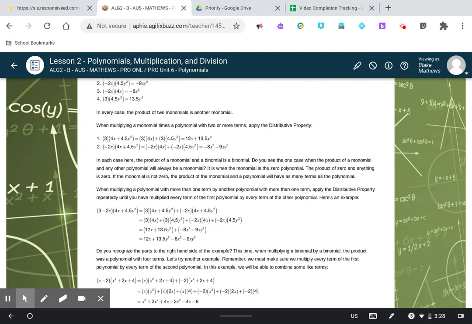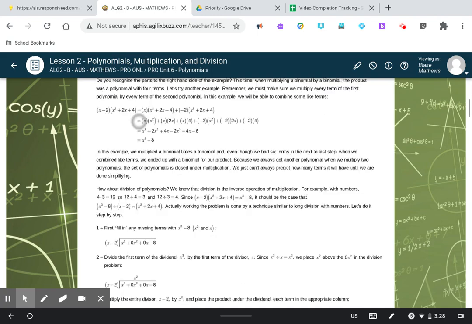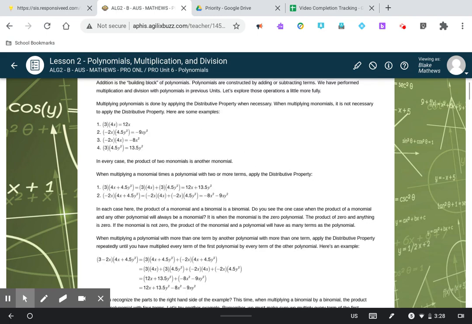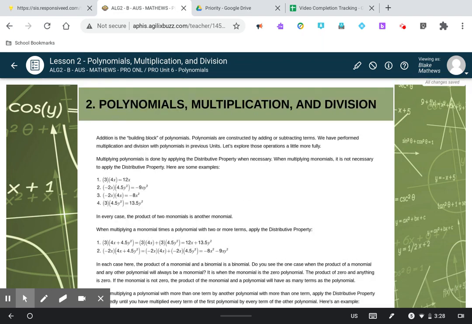This is the video lesson for Algebra 2, Unit 6, Lesson 2. This lesson is expanding on the polynomial discussion from Lesson 1, and we're going to be doing multiplication and division of polynomials. Most of the first 6 questions or so are going to be vocabulary.